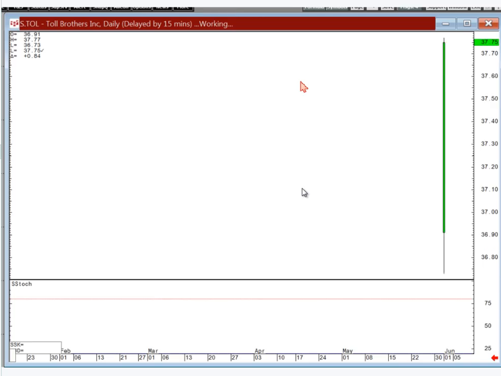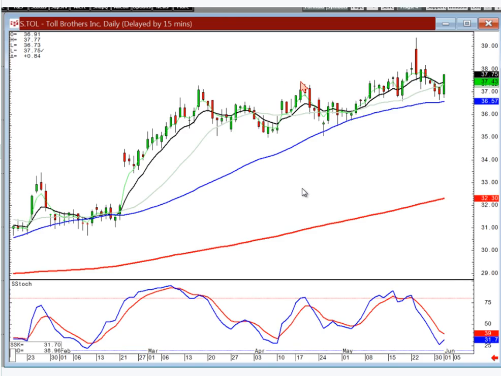Toll Brothers. Nothing wildly exciting here. You do have a bullish engulfing. If you like it, you can be buying it. It's just not going to be a big price mover.